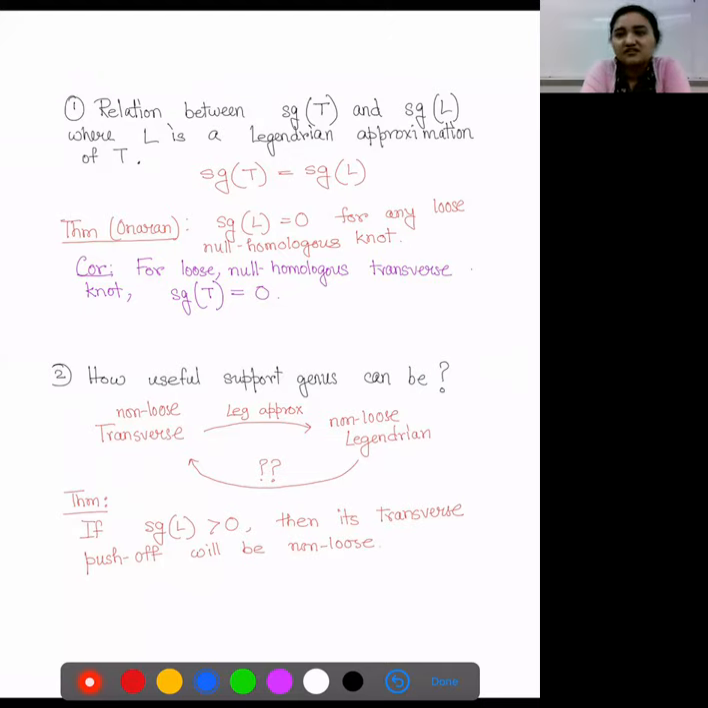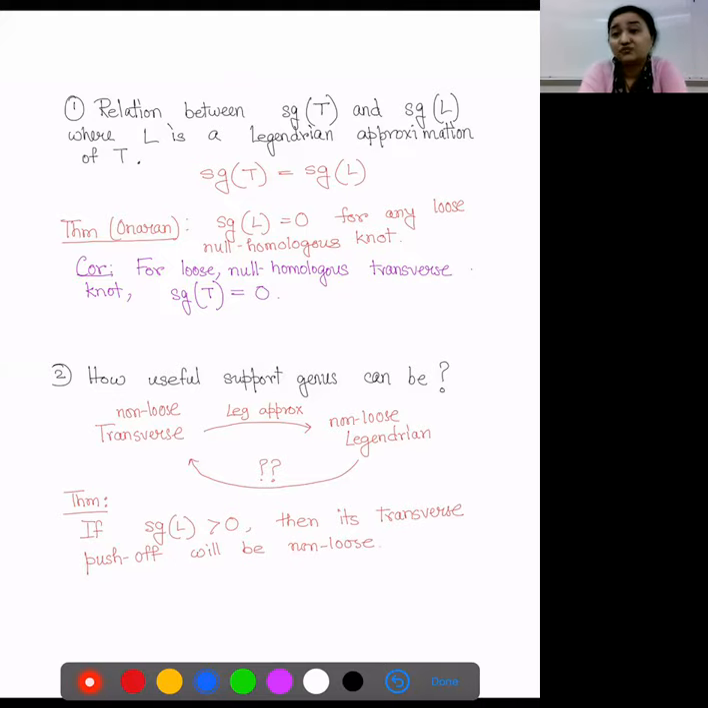You might ask that a transverse link can have lots of Legendrian approximations, because I mentioned in part 1 that the Legendrian approximation operation is not well defined. So what about that? Actually, if we can show that the support genus is invariant under negative stabilization, then showing the support genus of any Legendrian approximation is the same as the support genus of the transverse link proves it for every Legendrian approximation. And it turns out that support genus does not change under negative stabilization. So they are the same for any Legendrian approximation.